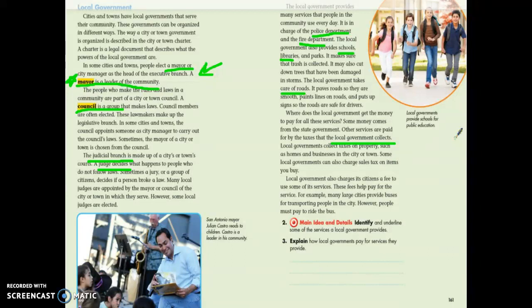Local government also charges its citizens a fee to use some of the services. These fees help pay for the service. For example, many large cities provide buses for transportation, but people pay a fee to ride the bus. So they help pay the local government to provide that service.